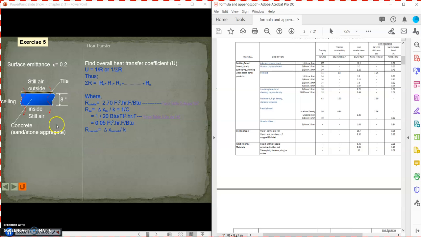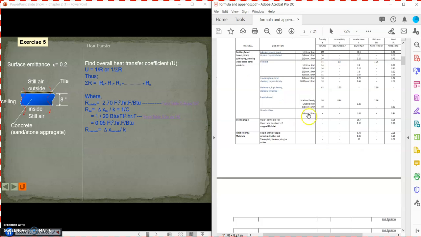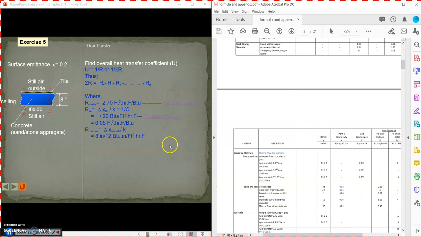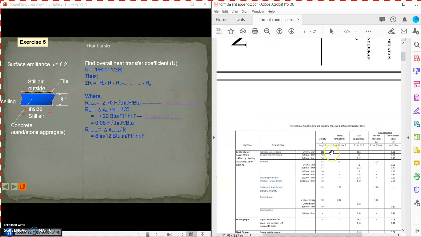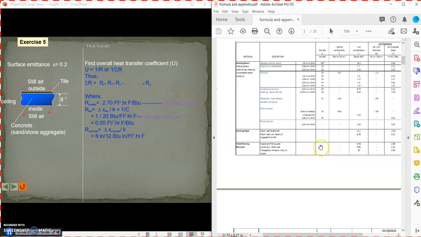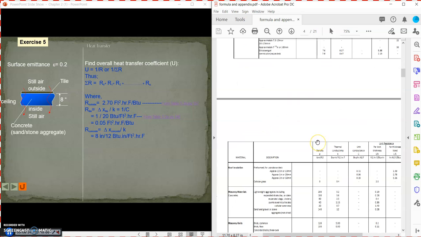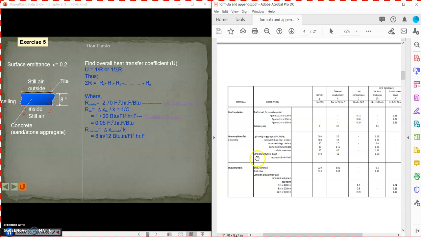Alright, so next one, R concrete for sand and stone aggregate. Like the previous one, you know where to find, right? 8 inch over 12. So we have to find the sand and concrete. Usually it will be put under masonry here. Masonry material for concrete, sand and gravel or stone. So the thermal conductivity K is 12, right? So 8 inch, which is the thickness, divided by 12. So you get 0.67 feet square hour Fahrenheit over BTU.